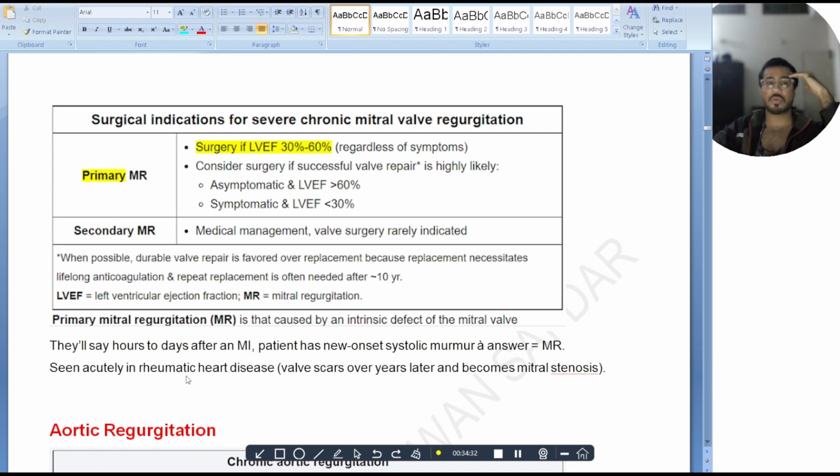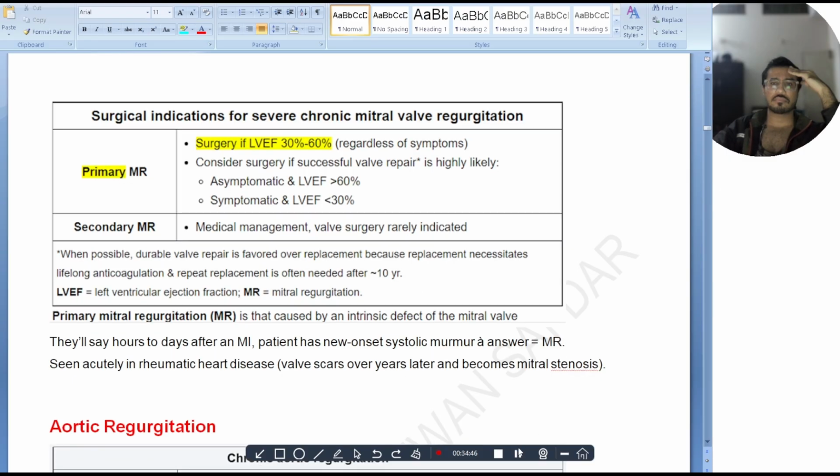Seen acutely in acute rheumatic disease, the valve scars over years and becomes stenosed later. In rheumatic heart disease, firstly you get the regurg, then the patient develops stenosis as the valve scars. So the main thing you need to remember here is that you perform surgery if the left ventricular ejection fraction is between 30 to 60%. You don't need to worry about the symptoms. If this is the case, you do the surgery.